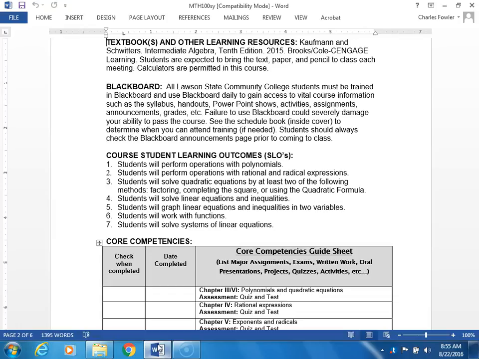I'll also say community college students must be trained in Blackboard and use Blackboard daily to gain access to vital course information such as the syllabus. And I know y'all are going to read the syllabus every day, aren't you? Weekends and Sundays, yes, you're going to get up and read that syllabus. No, I'm just kidding. Okay. I wouldn't have written that.